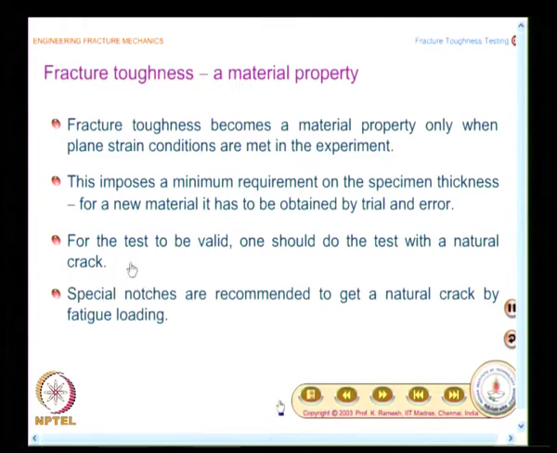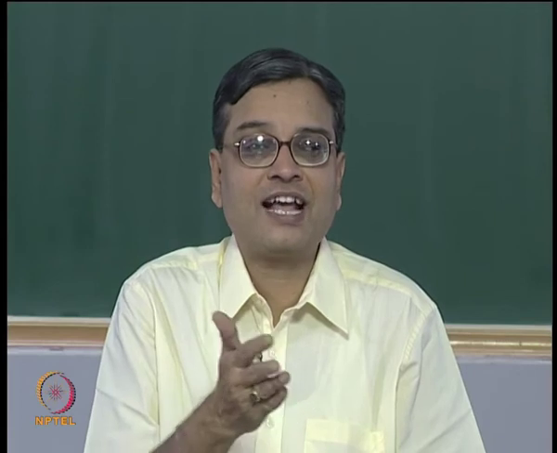And another requirement is, for the test to be valid, one should do the test with a natural crack. See, it is very highly demanding. When you have a specimen and you want to have a natural crack at a particular location in a particular way, it is not a simple task. If you have an actual structure where, because of several reasons, cracks have developed and you want to analyze how the structure is going to fail, that is a different issue.